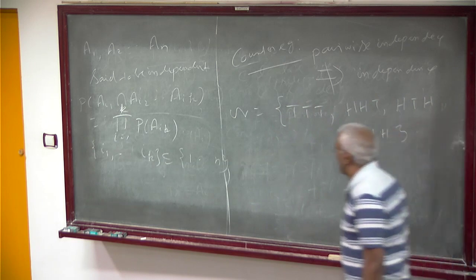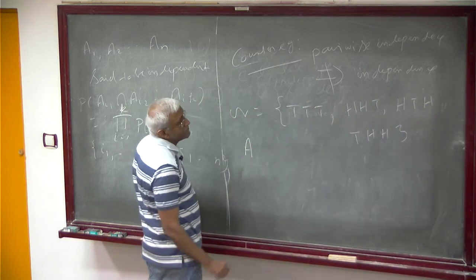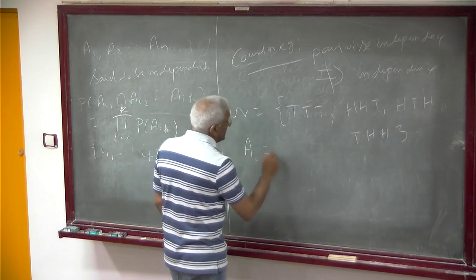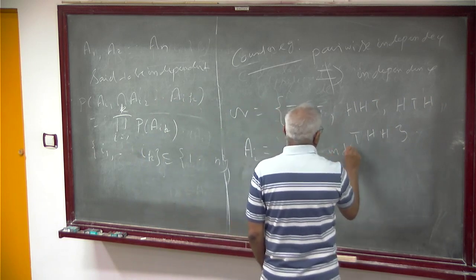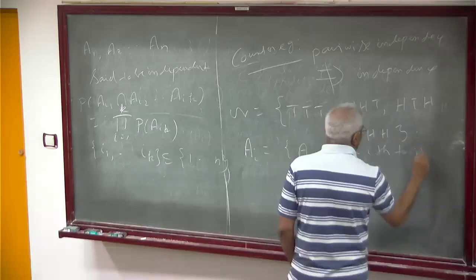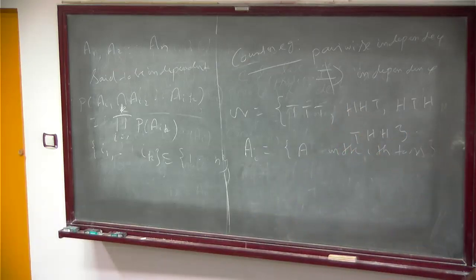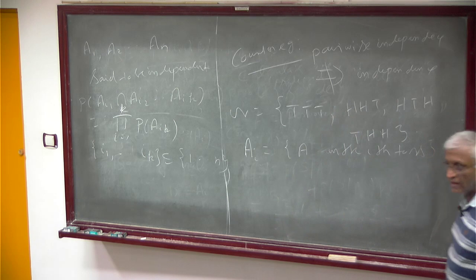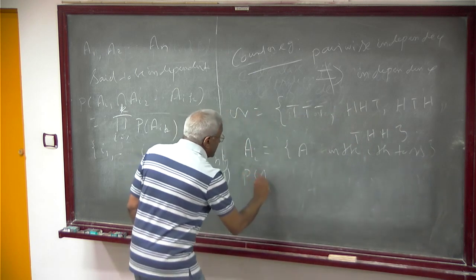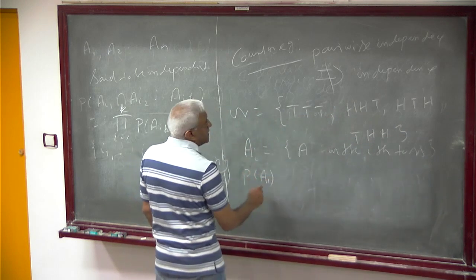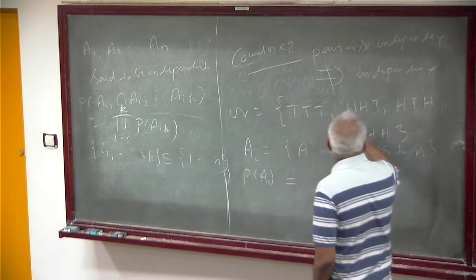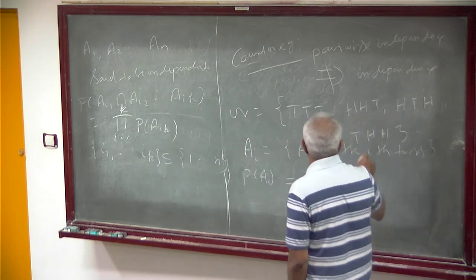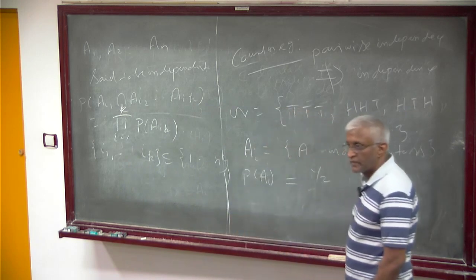And A_i is getting a head in the ith toss. Then the probability of each A_i, getting an H in the ith toss, is 2 by 4, which is 1 by 2.